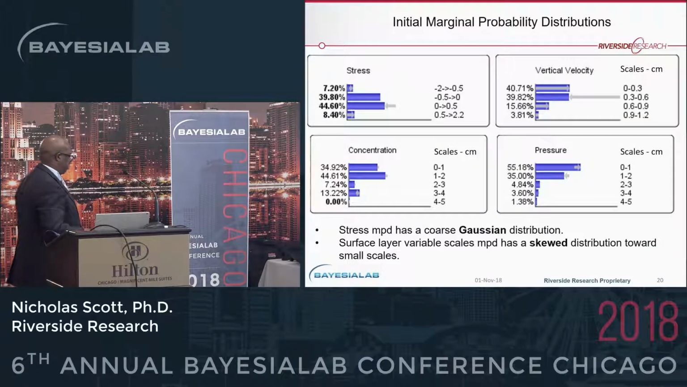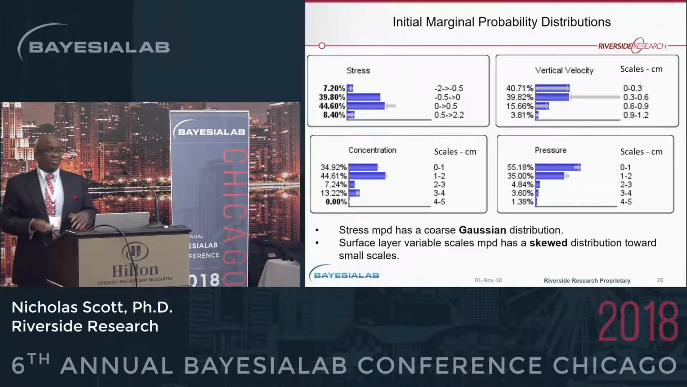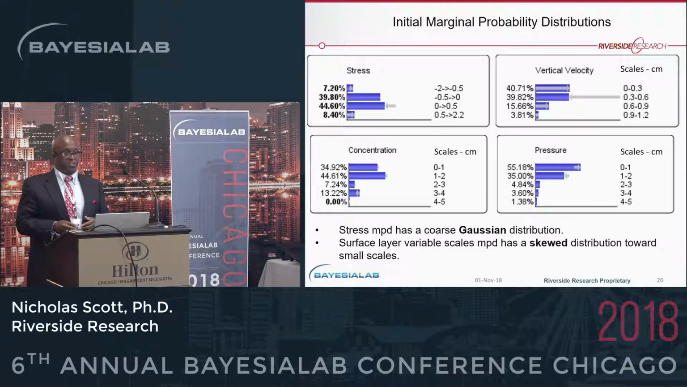And so I'm just going to show you some of the results of our analysis. This is the initial marginal probability distribution.